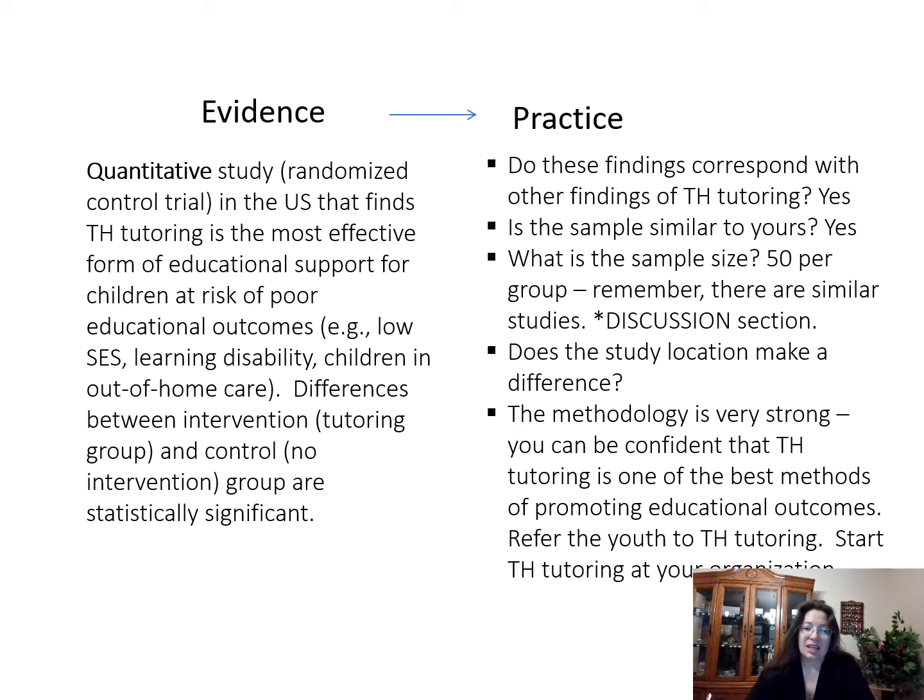Anyway, so you consider, is the sample similar to the one at your practice agency? Is the sample size possibly generalizable? So if there's 50 per group, then that's a very good sample size for a randomized control trial. And this will usually be discussed in the discussion section of the study, where you also see the limitations. You also need to consider, as I mentioned, whether the study location could potentially make a difference, rural versus urban, the province that you're looking at, since that will impact the demographic characteristics.